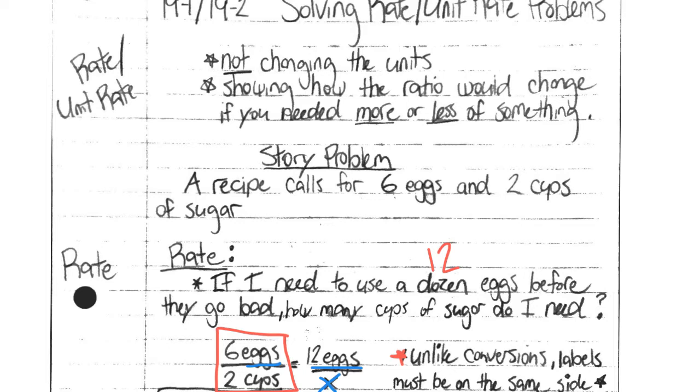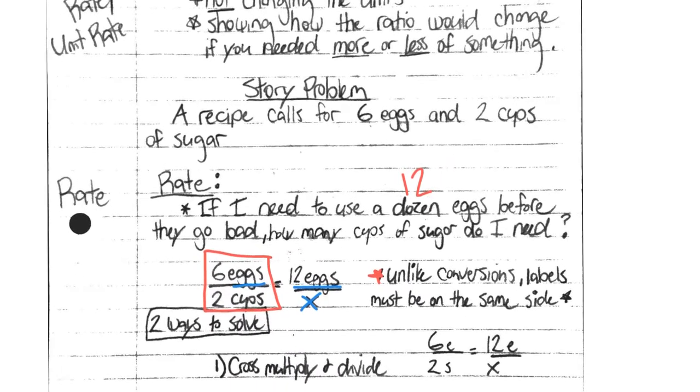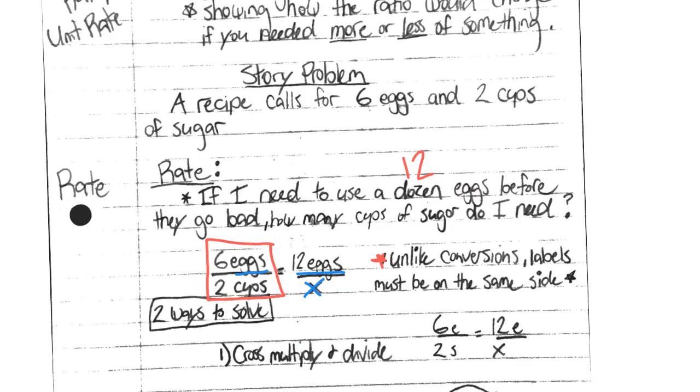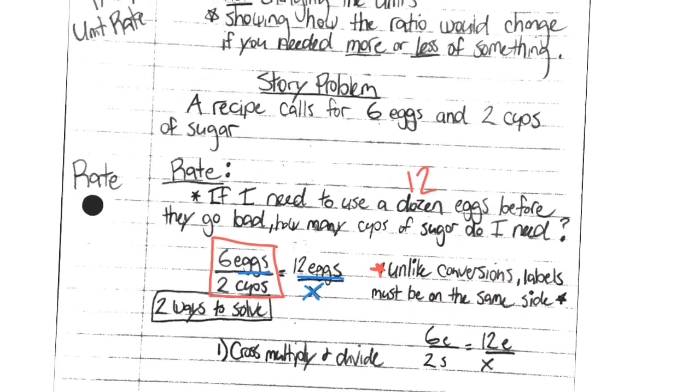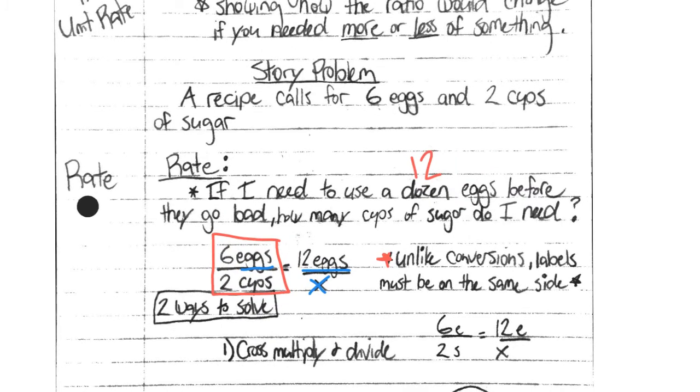Now, to do this problem, there are 2 ways that you can solve, and I will probably in class make you try all of the ways, so don't just say, oh, this way is my favorite, I'm going to stick with this way, because we're going to practice all of them. So the 2 ways to solve, our first way here is cross multiply and divide. You'll see I just abbreviated over here, and I set up the same thing I wrote up above, 6 eggs over 2 cups of sugar, and then 12 eggs over X.